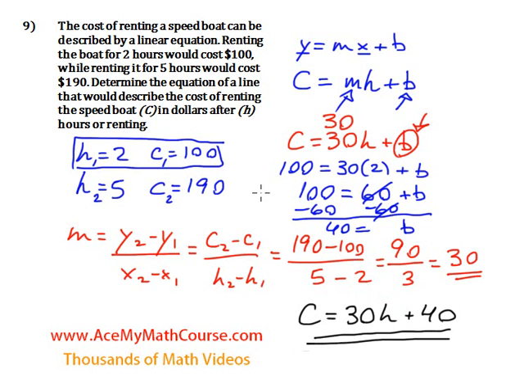So if we were to plug in 2 hours for the rental, and H is 2, 30 times 2 is 60, plus 40, 100. And if we rent it for 5 hours, H is 5, 30 times 5, 150, plus 40, 190. So this is it. So we're done question 9.